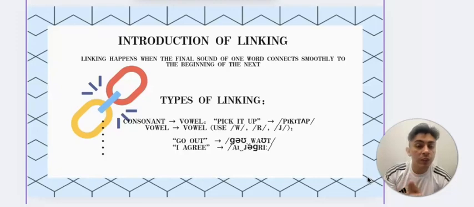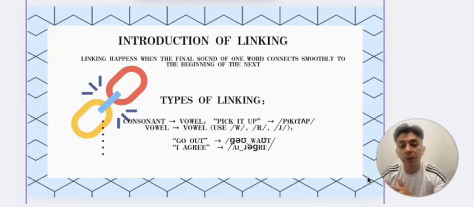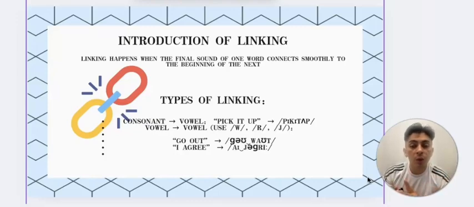And we have some different types of linking. The first one is consonant to vowel. For example, when we say pick it up, it sounds more like pick it up, like it's connected by vowels. Or if it's vowel to vowel, we can use some very light sounds, like a W sound, like an R, like a J sound. For example, go out, go out, go out, right? Or I agree, I agree, like a J sound.